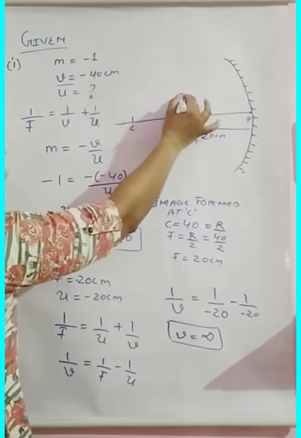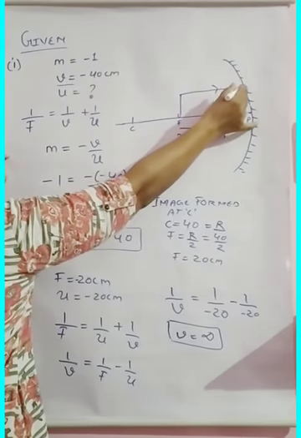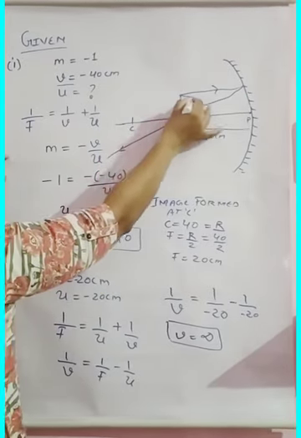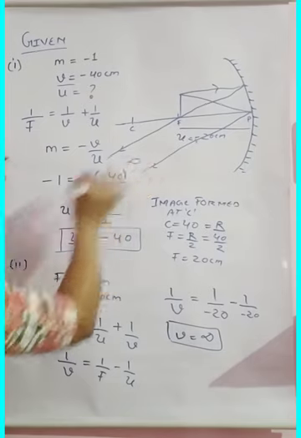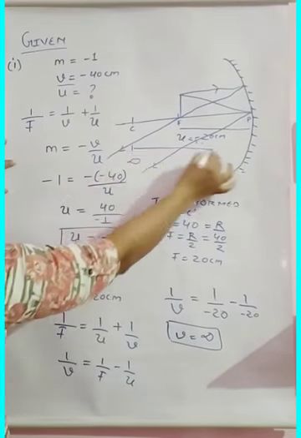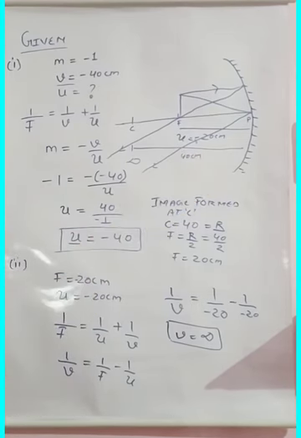What happens when the image forms there? The ray incident at this point will pass through the focus. Another ray falls here and it will move here. So the image will be formed somewhere at infinity. So this is clear, and this distance is nothing but 40 centimeters. This way we can get the answer for this problem.